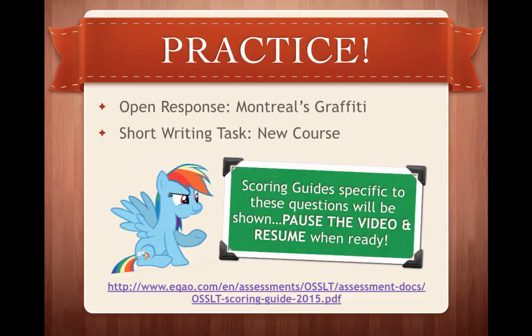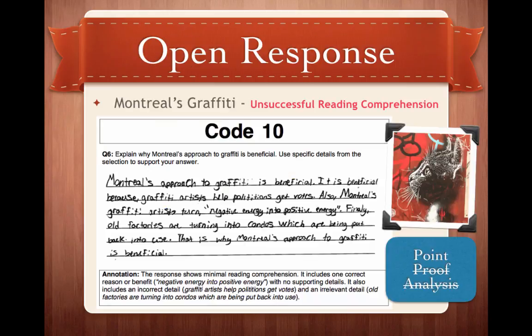Now it's time to practice PPA, point proof analysis. You have 2 tasks. There's an open response question that's related to the reading selection about Montreal's graffiti, and you have 1 short writing task about a new course that you would like to be offered in high school. Now is the time where you can pause the video. I hope you're ready to go through the scoring guides because I'm going to start talking about it now.